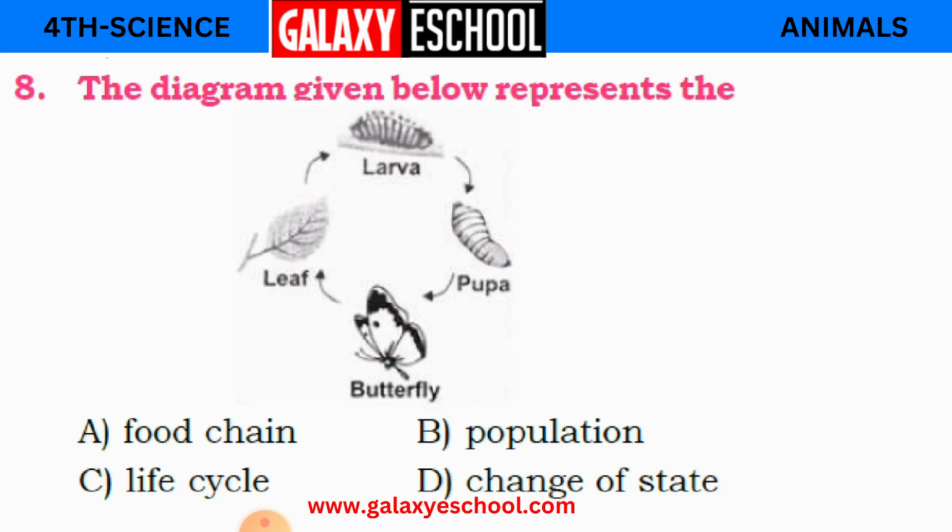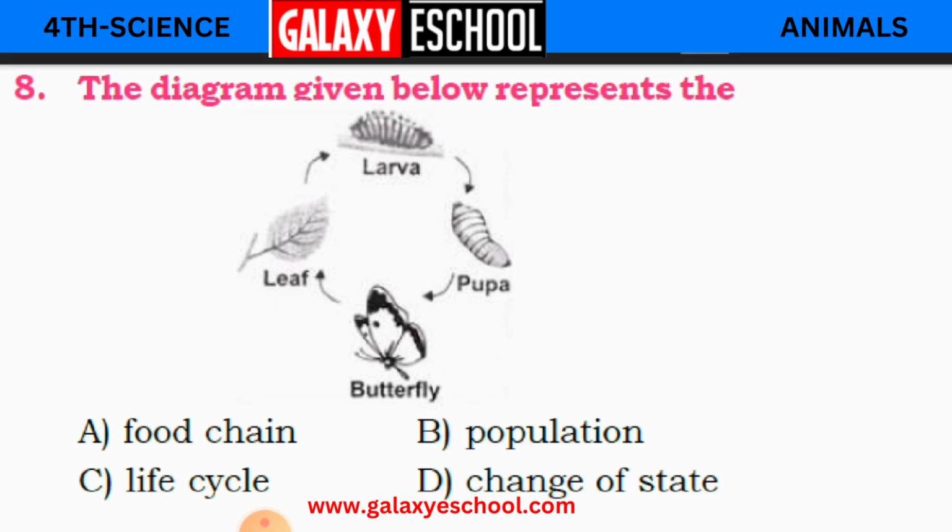The diagram given below represents the, so here is a diagram, okay, of a life cycle of a butterfly. So what does this represent? I have already given you the answer while I was telling you about the question. So again let us check. What is our answer? A option is food chain, B option is population, C is life cycle, D is change of state.